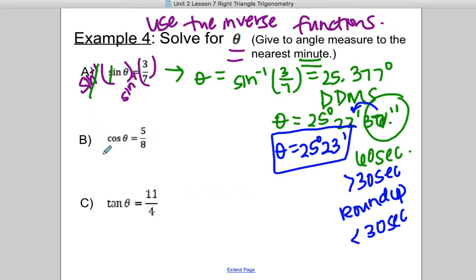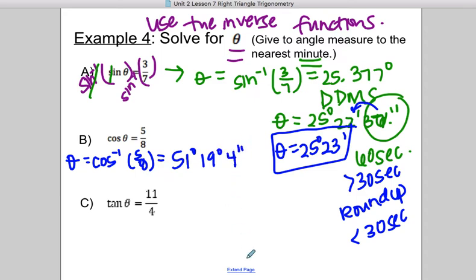Okay, so B, in order to solve for theta, you would type in cosine inverse of 5/8. And when you do that, you will get 51.3178, and then I'm going to go second and get to my angle and convert it into degrees, minutes, and seconds. And so in degrees, minutes, seconds, we get 51 degrees, 19 minutes, and 4.125 seconds.